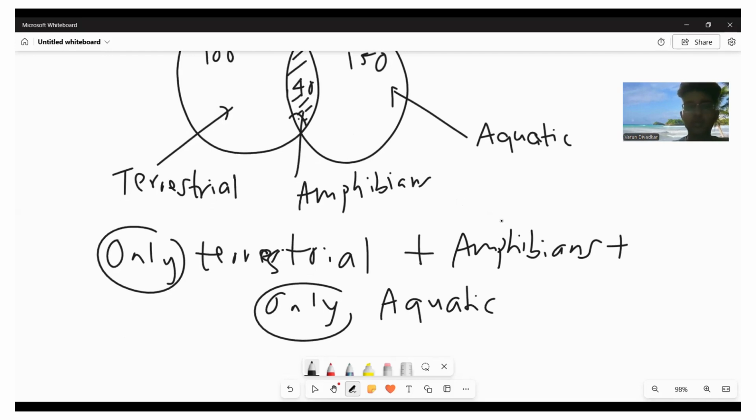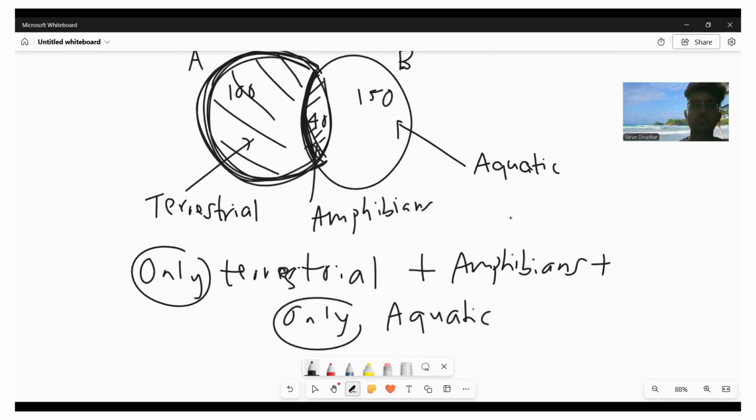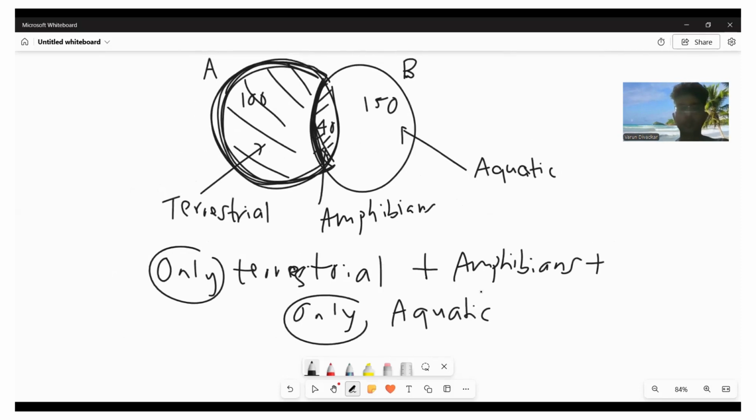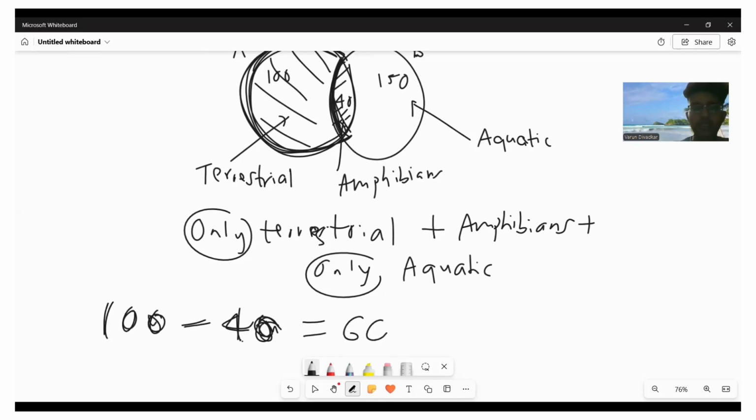So how do you compute the total number of only terrestrial animals? Which is this region, basically. This region, right? Just this region. Like the partial moon, right? So how do you compute that? That's given by the total number of terrestrial animals minus the total number of amphibians, right? You have to subtract those animals which thrive on land as well as water from the total number of animals that thrive on land to get those animals which are only terrestrial.